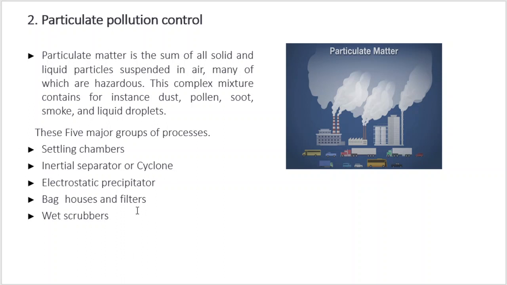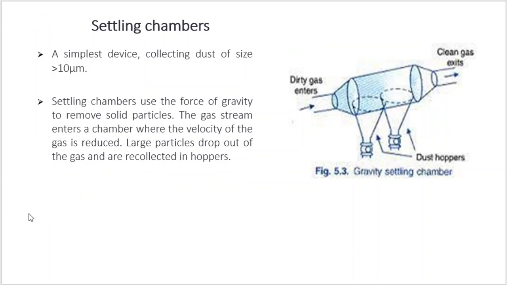What's happening in the process? The dust, pollen, soot, smoke, and liquid droplets are separated from the industrial waste gas, and because of that, air pollution decreases. Now let's see how the settling chamber works.